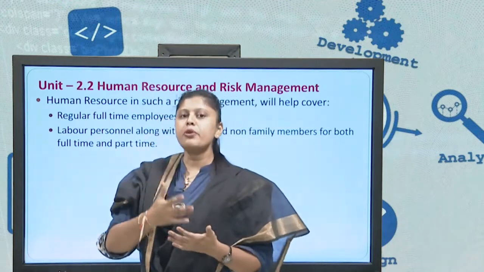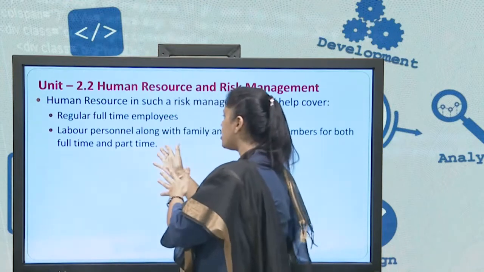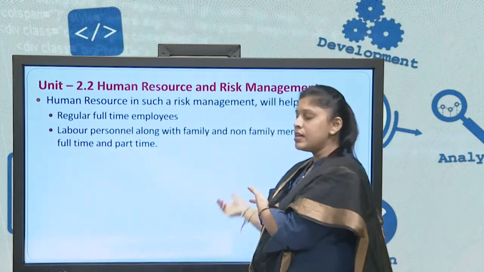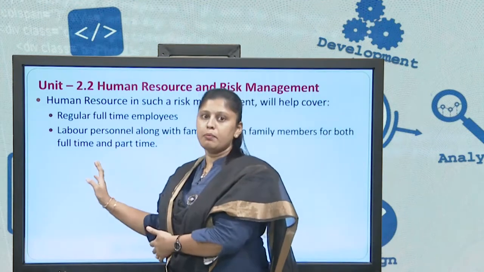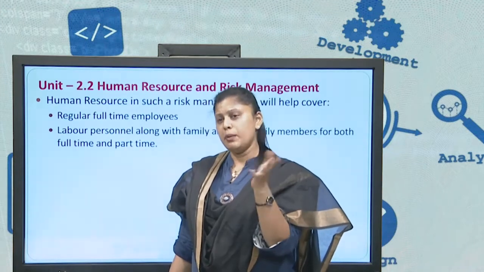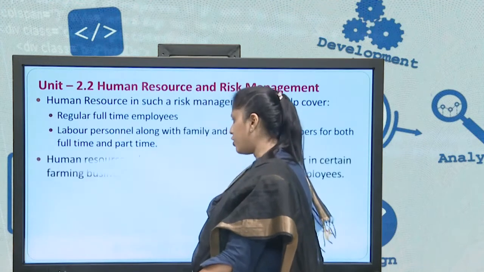Then all those labor personnel also should be taken care of, with their family and maybe non-family members, both full-time and part-time. Those labor personnel may work part-time for you, maybe seasonal, maybe yearly. Then in that case also you should take care of them.